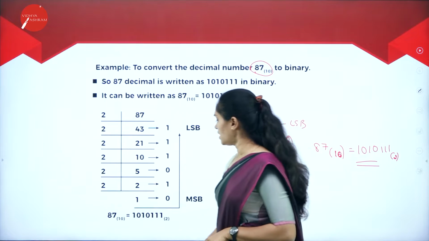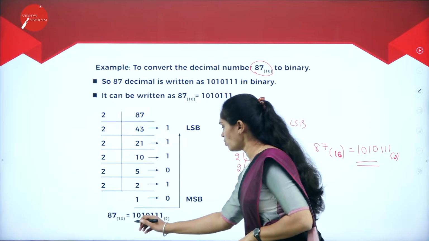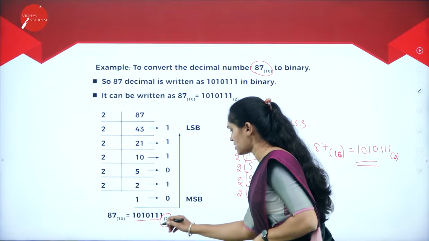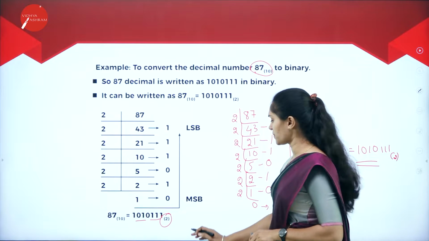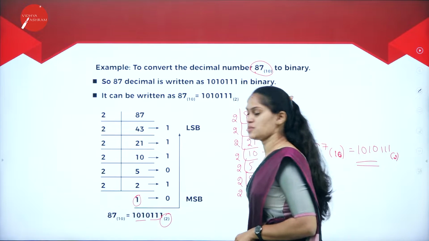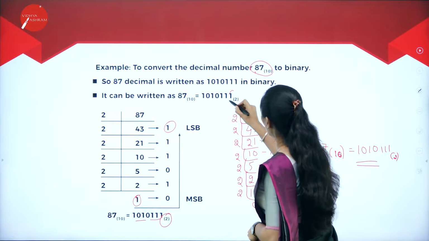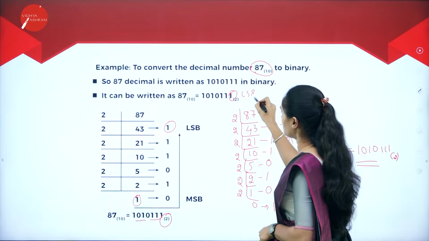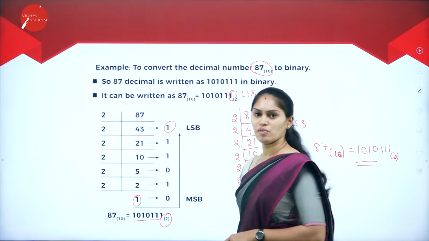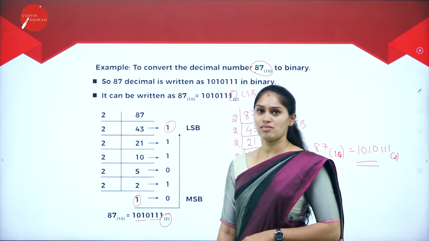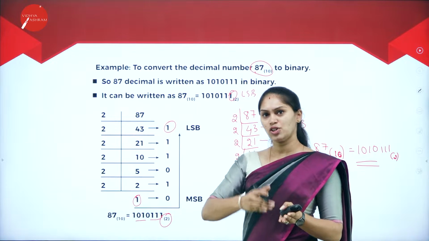We have converted a decimal number to its binary equivalent value. That is what I have shown here. So 1010111 has base 2. Don't forget to write this base. Okay, so this is the MSB, that is most significant bit. Whatever the rightmost value is in the output, that is the least significant bit. So MSB to LSB we are going to write. This is how decimal to binary conversion is done.